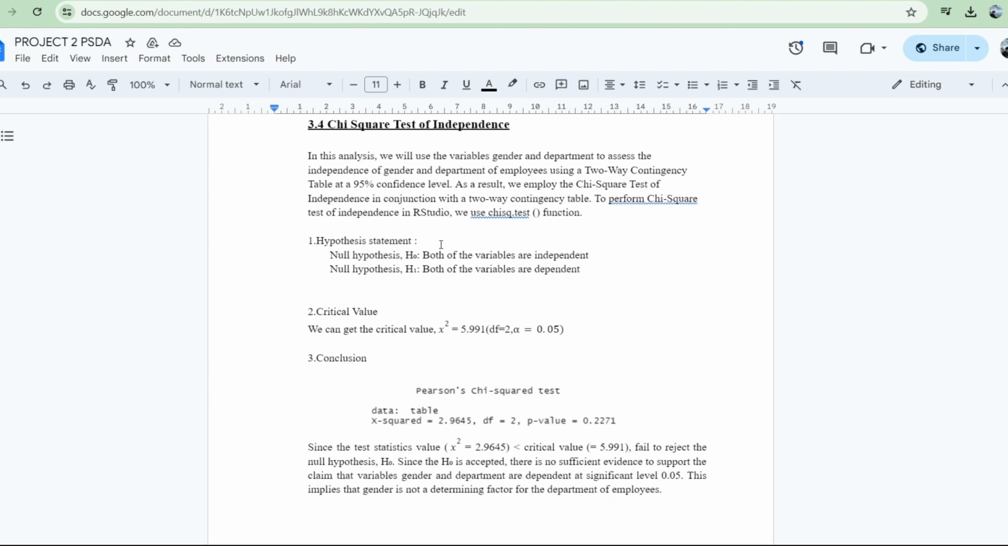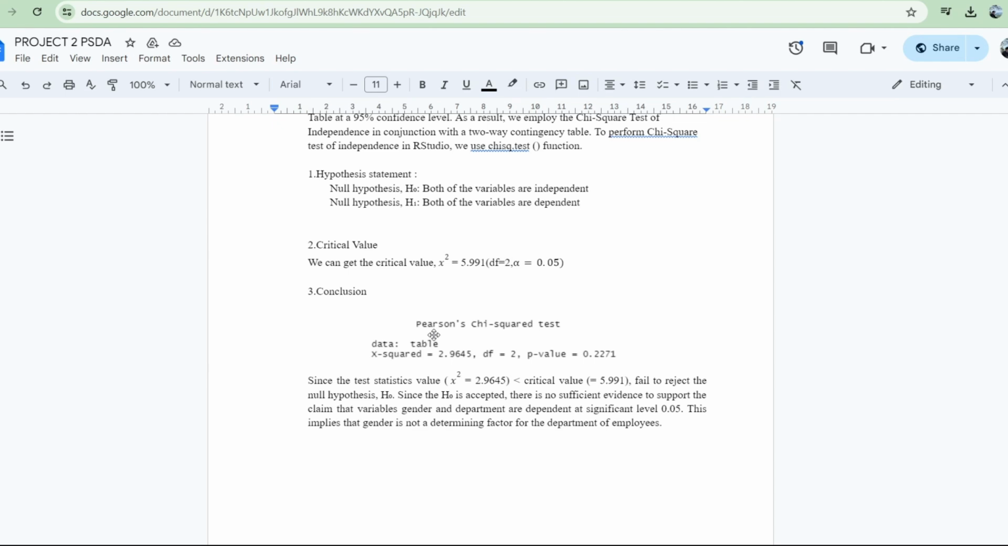First, for the hypothesis statement, the null hypothesis is that both variables are independent, and the alternative hypothesis is that both variables are dependent. Then we get the critical value for the chi-square, where the degree of freedom is 2 and the significance level is 0.05. The value is 5.991.